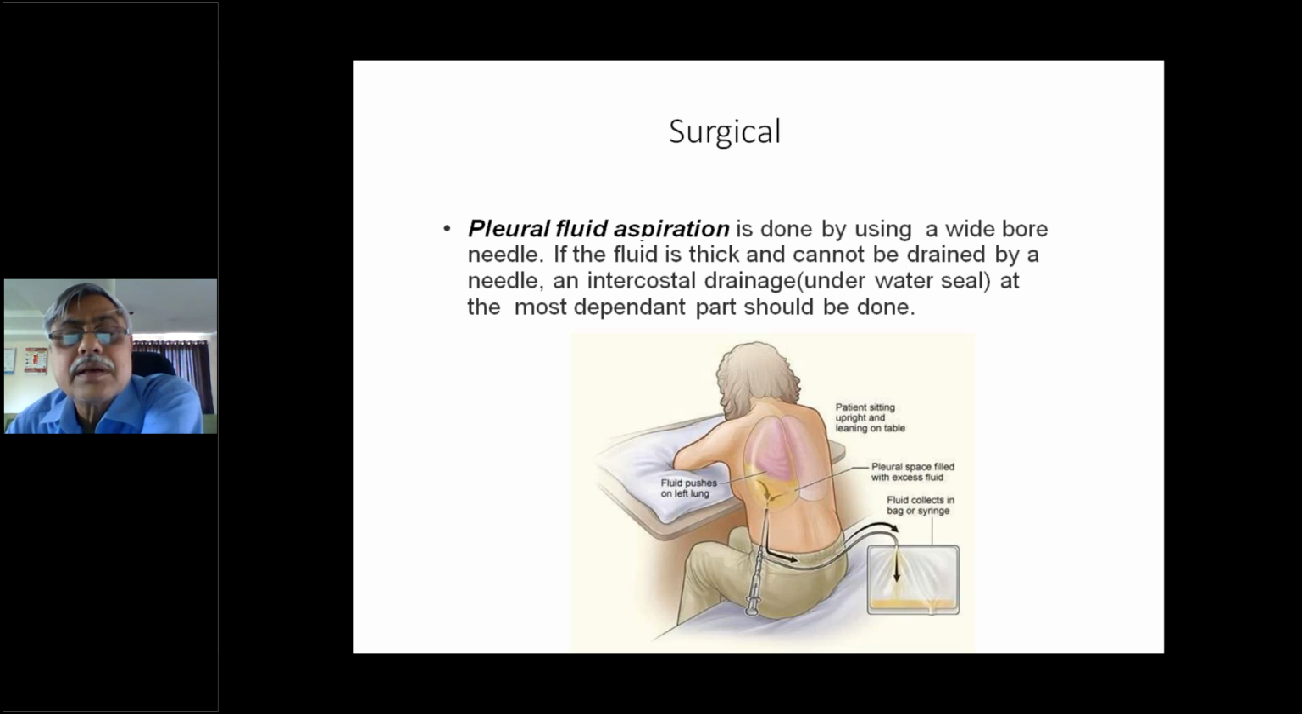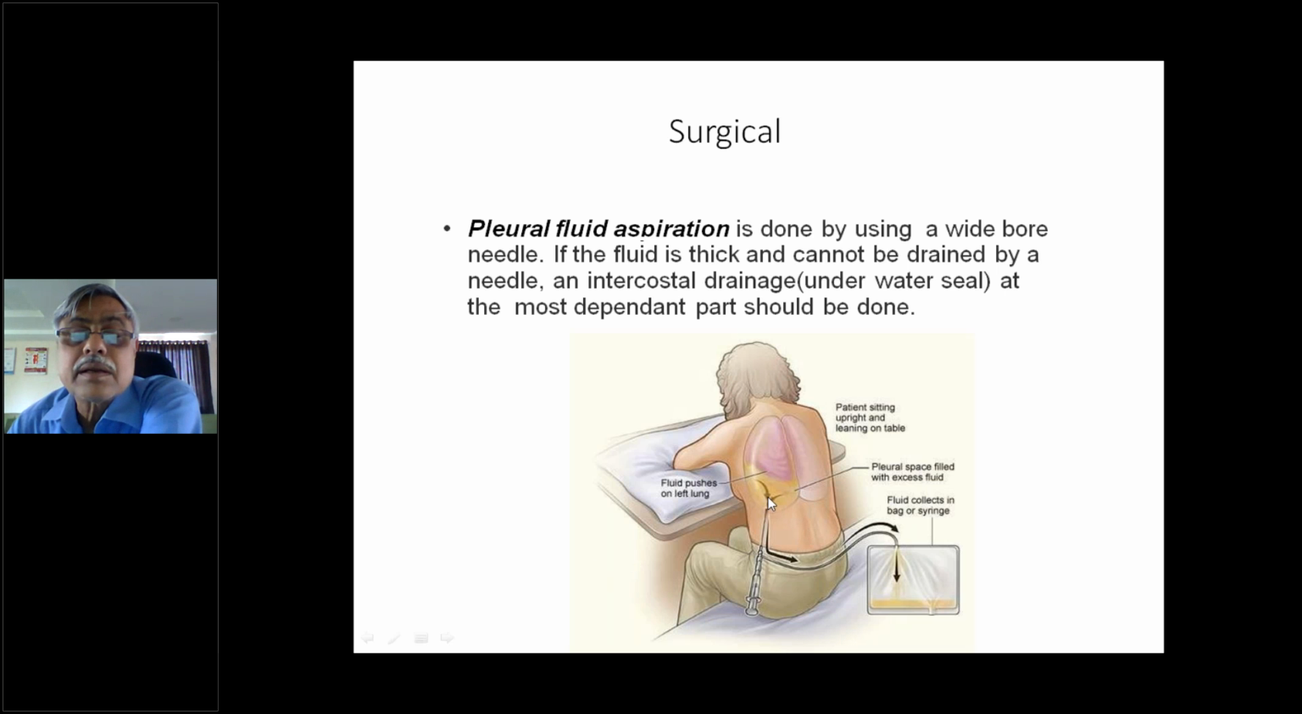Because the neurovascular bundle will be present below the rib. That is vein, artery, and nerve. So the neurovascular bundle is present below the rib. That's why you must always choose above the rib so that you will not damage it.